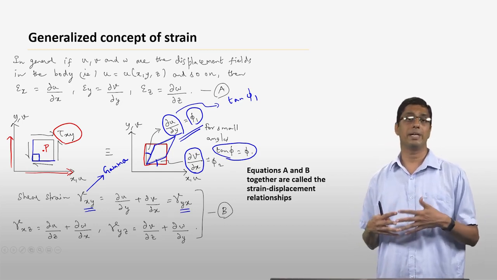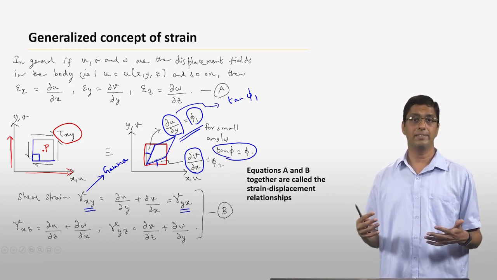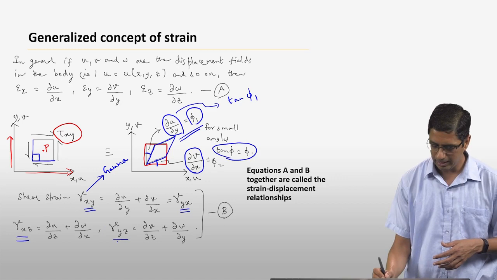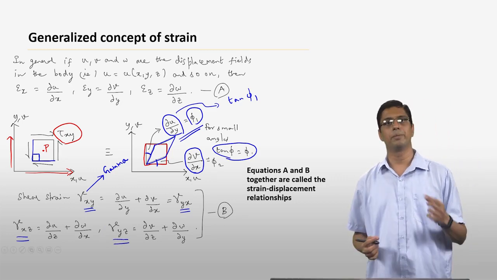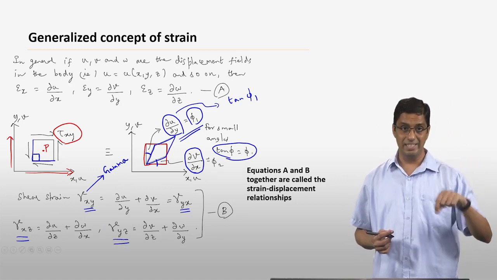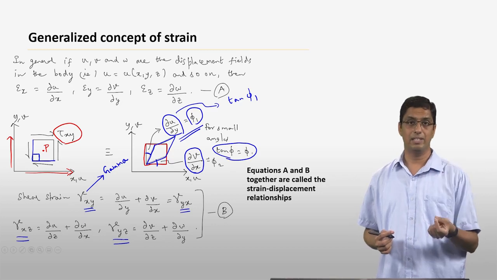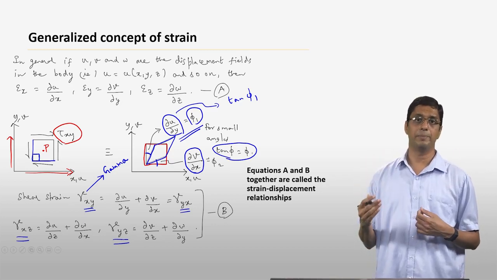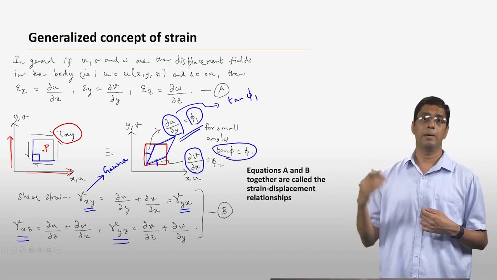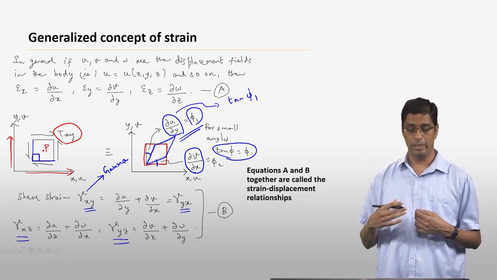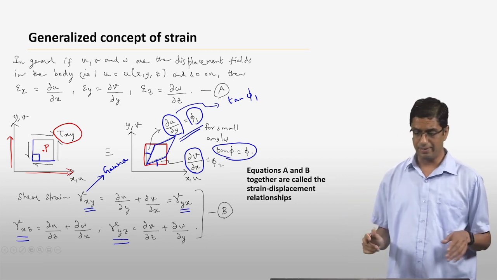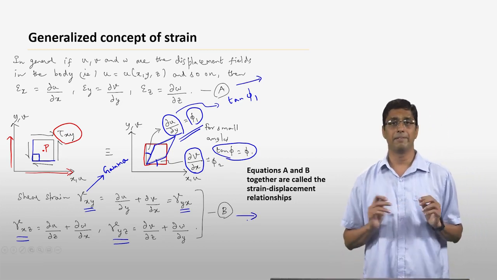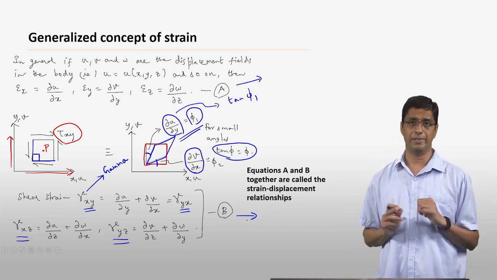Similarly, you can also write down expressions for gamma xz and gamma yz, and that is what I have done here. So this is gamma xz and that is gamma yz. Gamma xz is going to be del u over del z, and the second term is going to be del w over del x. For gamma yz, it is going to be del v over del z plus del w over del y. If you look at this set of equations, A and B put together, there are 6 equations.